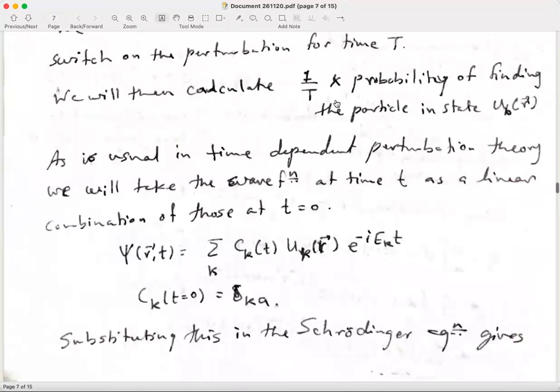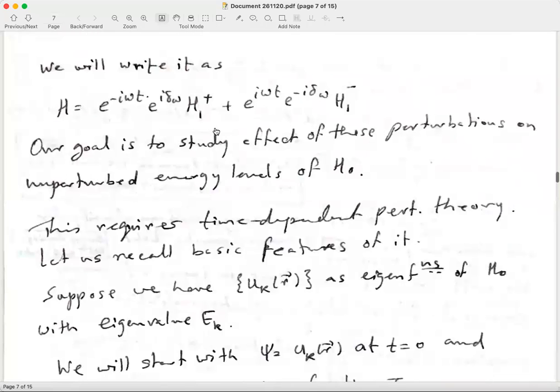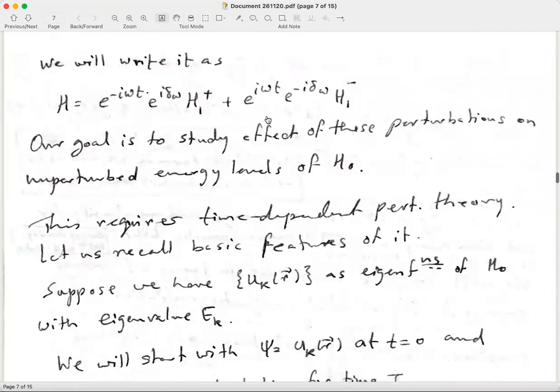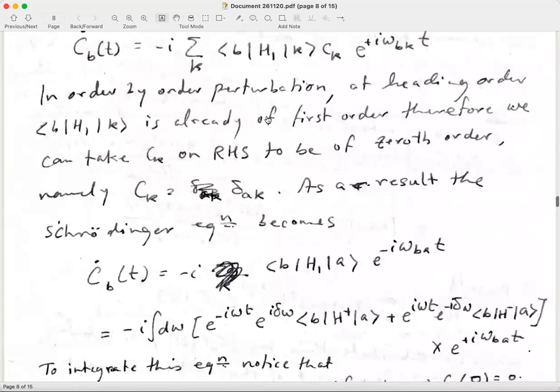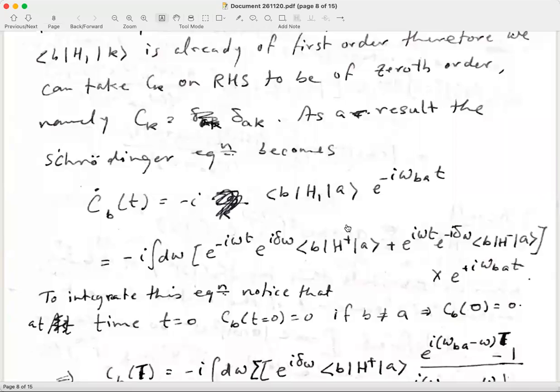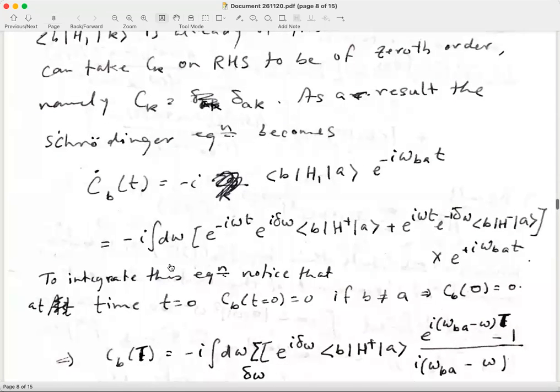H1 is written up here. It contains two time dependent pieces, H1 plus and H1 minus. We just put that in. We have e to the minus I omega t, e to the I delta omega times the matrix element of H1 plus between A and B, and the matrix element of H1 minus between A and B with e to the plus I omega t and minus I delta omega. And we are going to integrate over d omega.